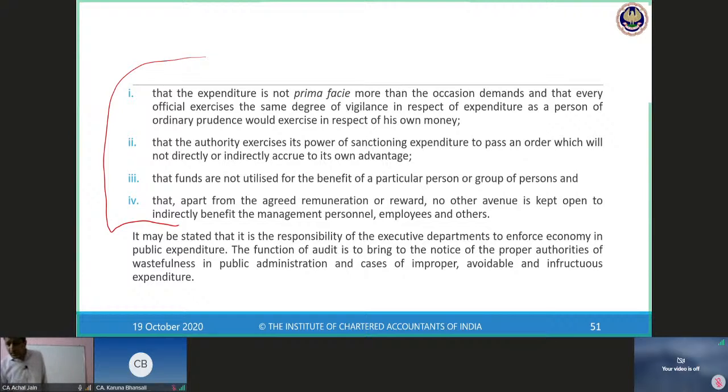So it's the responsibility of executive departments to enforce economy in public expenditure. The function of audit is what? Audit can only bring it to the notice of the proper authorities about the wastefulness in public administration and cases of improper, avoidable, infructuous expenditure. Okay, so that's the outcome which the auditor can provide.